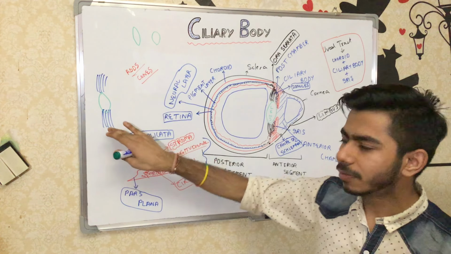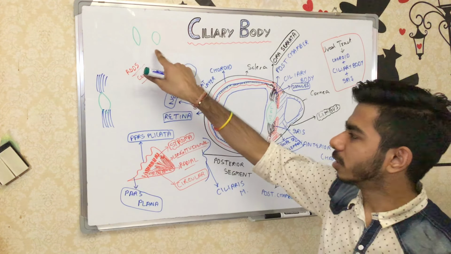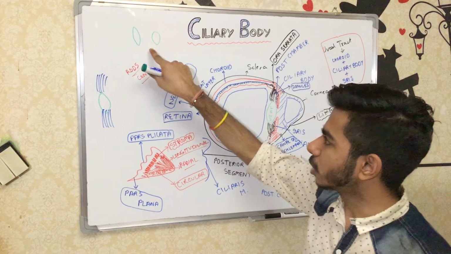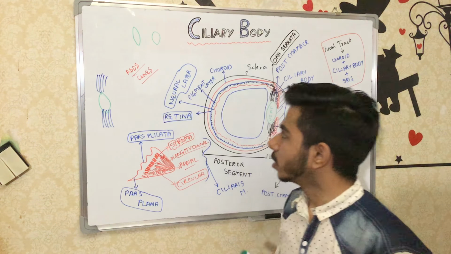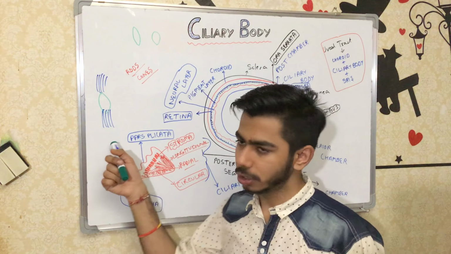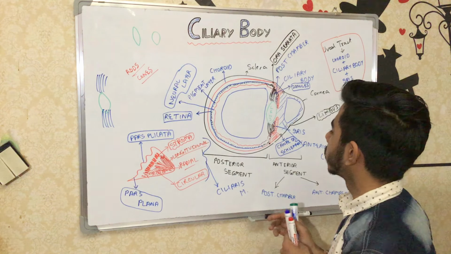One will contract, the other one will relax, and according to that, the change in the size of our lens occurs. Our accommodation property depends on the contraction and relaxation of the ciliary muscles and the zonules, right? So this was about the ciliary body.